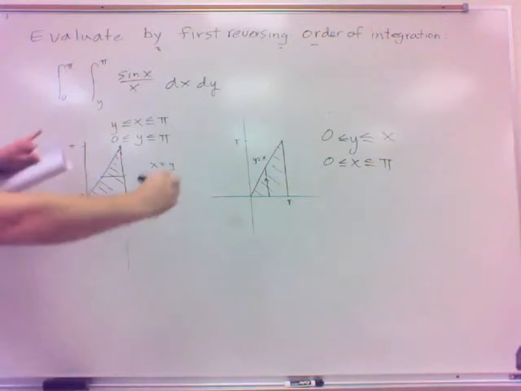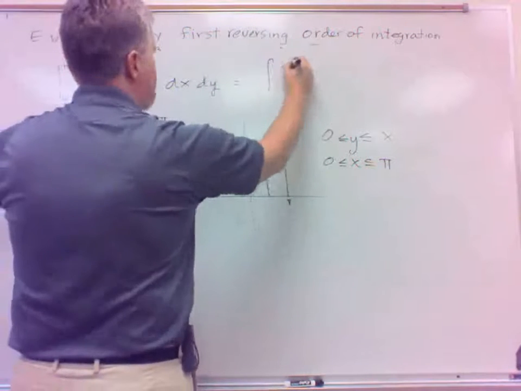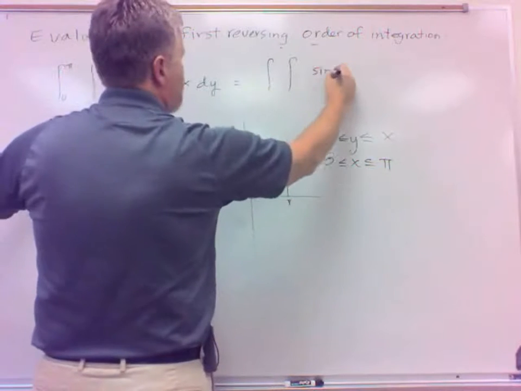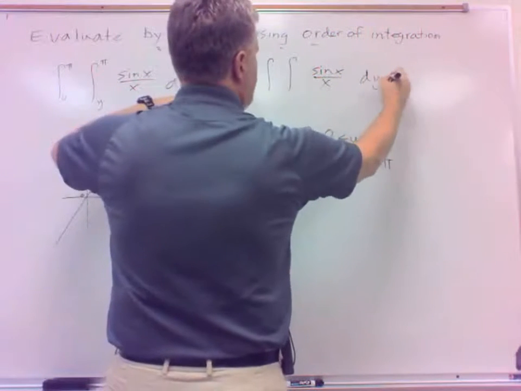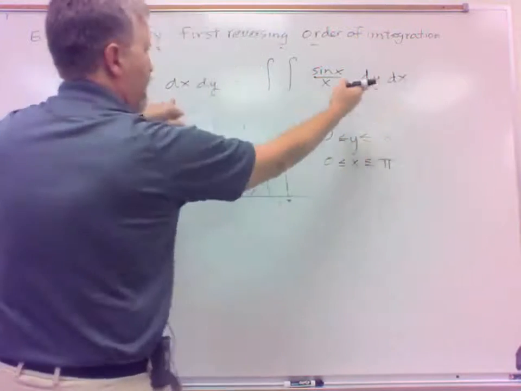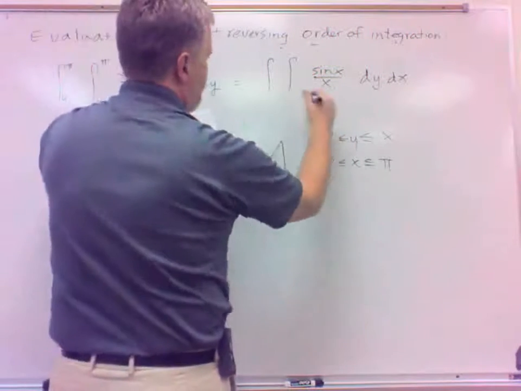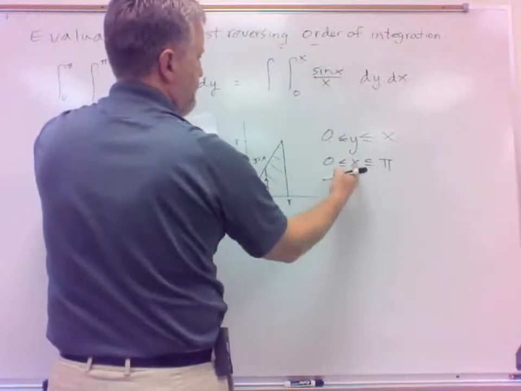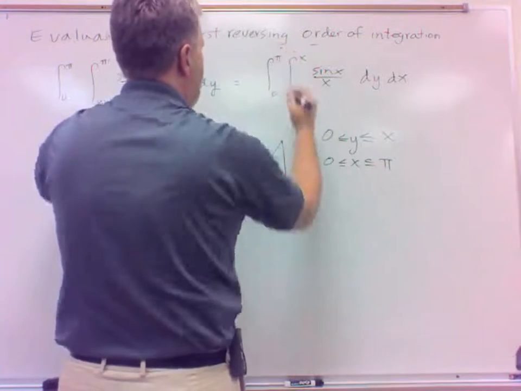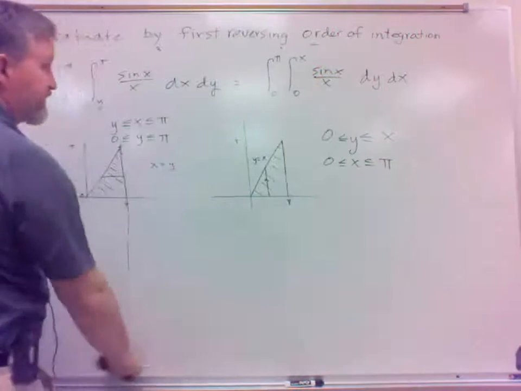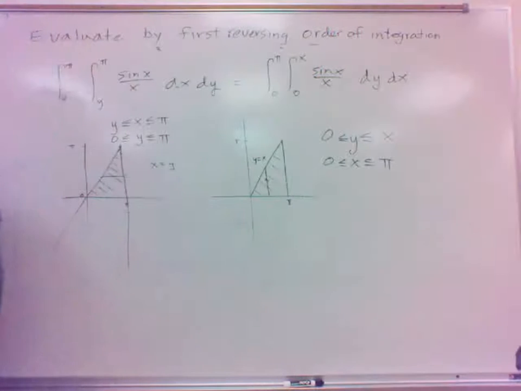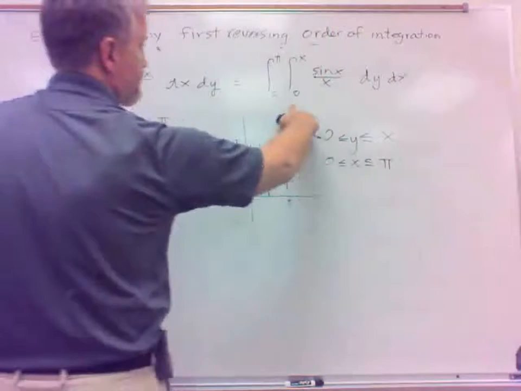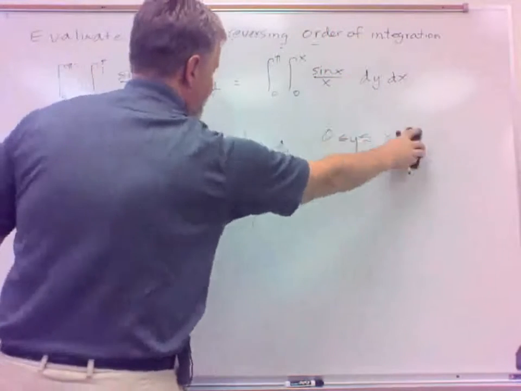All right, and so making those conversions, I'm going to do sine of x over x now. Instead of dx dy, it's dy dx, y's first and then the x. So y's go from 0 to x, and then x's go from 0 to pi. Since I'm doing the derivatives with respect to y, I can do that integral first, because those are just constants.